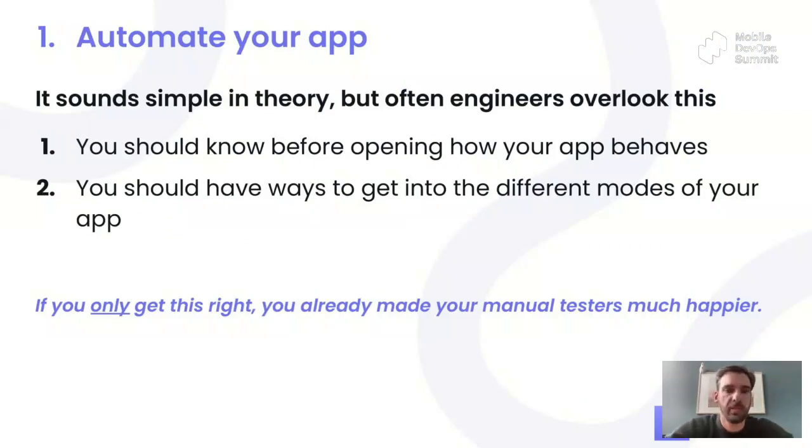So what do we mean by automate your app? I know it's conceptually harder to understand what we mean by that. Automating your app is basically saying that you should be able to get to any place and any part of your app in a simple, quick, and repeatable way. Which means you should be able to put your app in such a state that if you open it, you know exactly what you're going to see. In other words, you need to be able to predict how your app is going to behave. And you need to have ways into the different modes of your app.